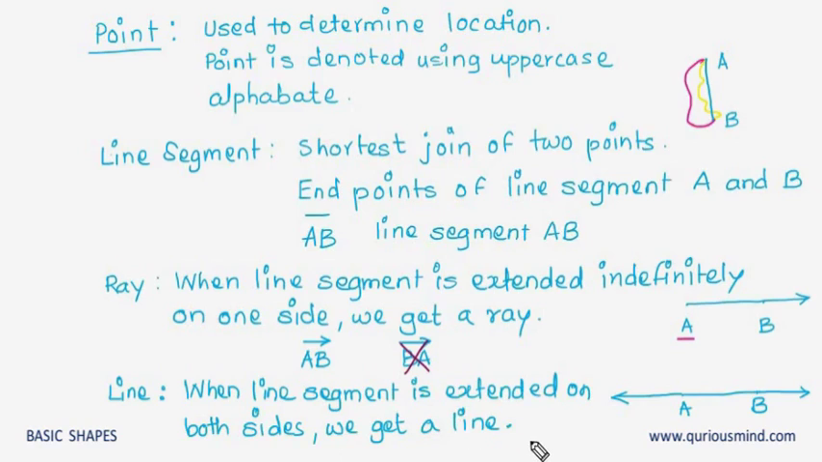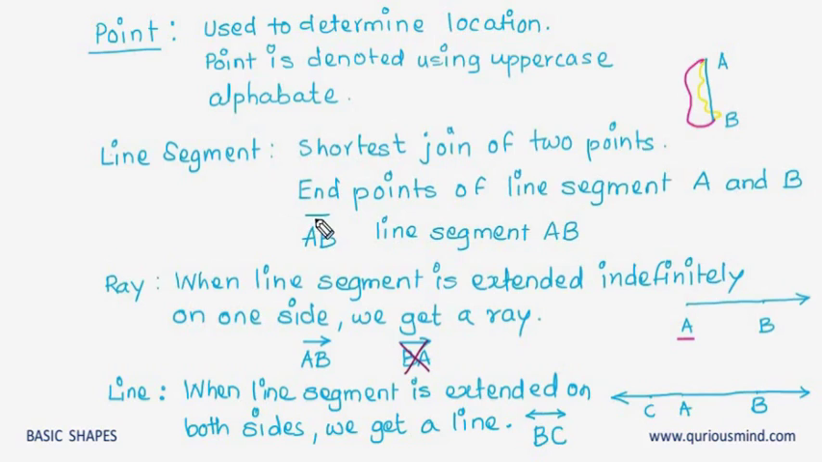A line can be named by any 2 points on this line. It does not have to be these 2 points. Though we have got the line by extending this line segment, still we can name it with any other point. Let's say we have point C here. Then I can still call it line CB or line BC. And when we show it, we have a bar and we show arrows on both sides of the bar. That clearly indicates this is a line.